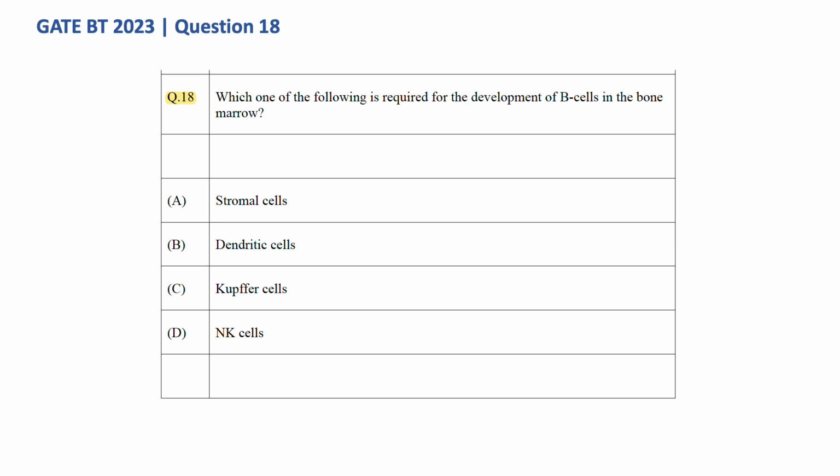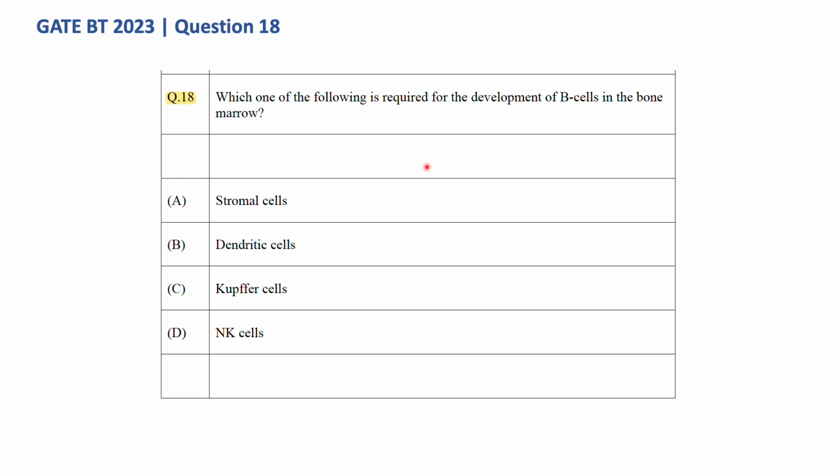We are now looking at question number 18 from the GATE Biotechnology 2023 paper. The question is, which one of the following is required for the development of B cells in the bone marrow? Option A, stromal cells. Option B, dendritic cells. Option C, Kupffer cells. And option D, natural killer cells.